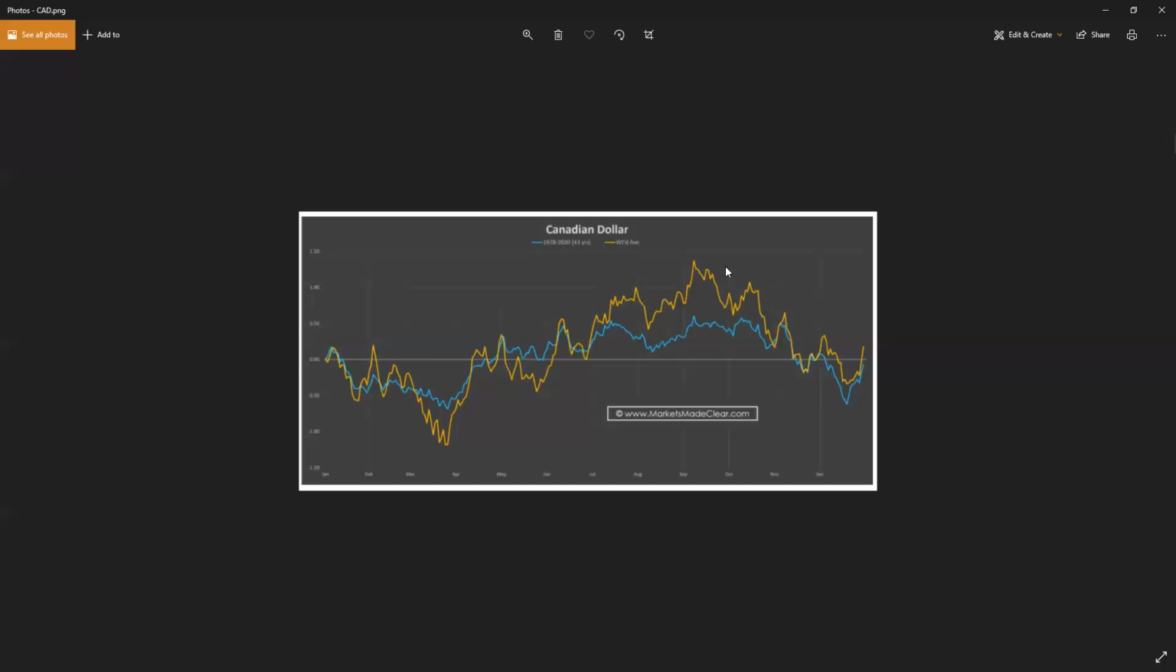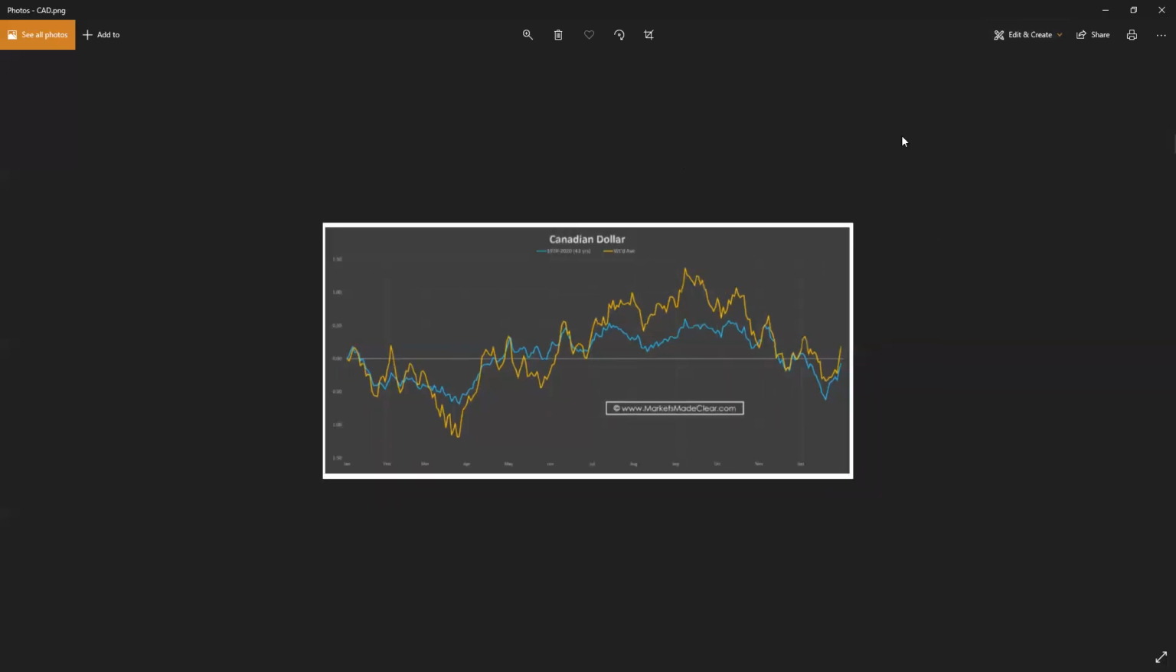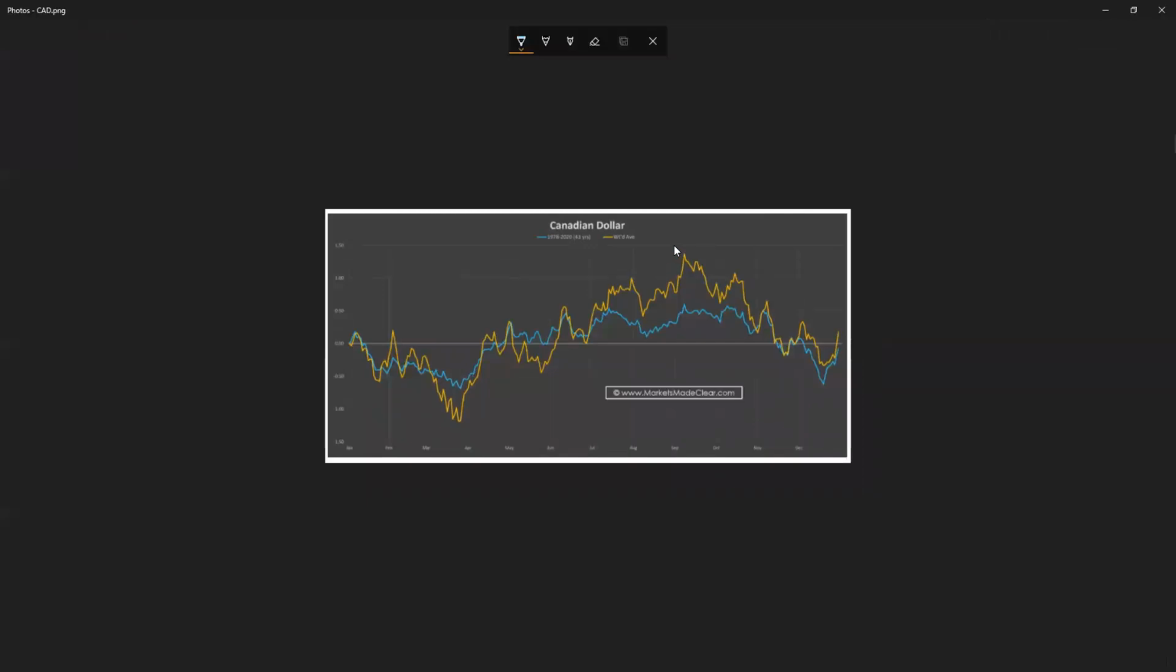So I want to ask you some questions. Where do you think is a really good selling point for the Canadian dollar? I'm going to point that out from the beginning of September, almost to the end of December. As you can see, it starts high and it's a strong continuation to the downside. So that would be a really good point, meaning that the Canadian dollar itself weakens, it loses its strength.